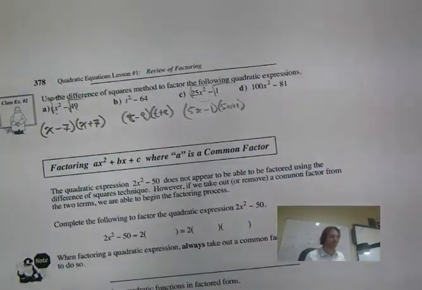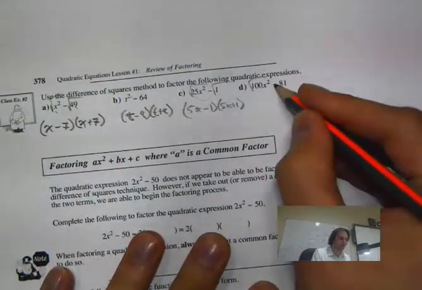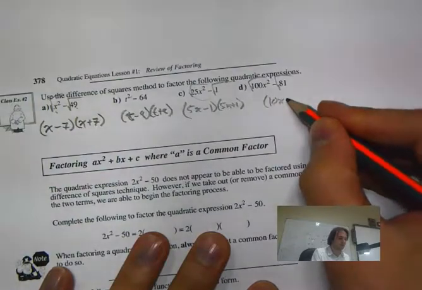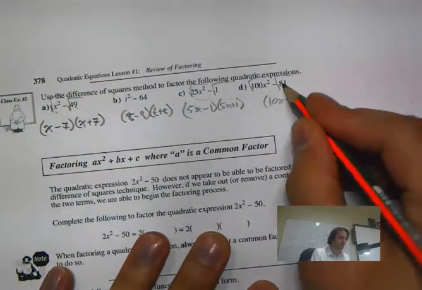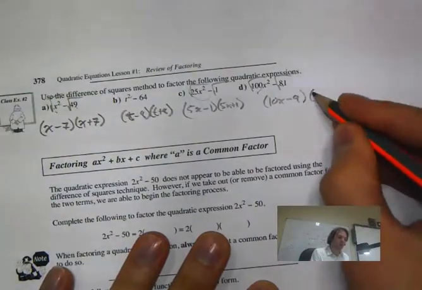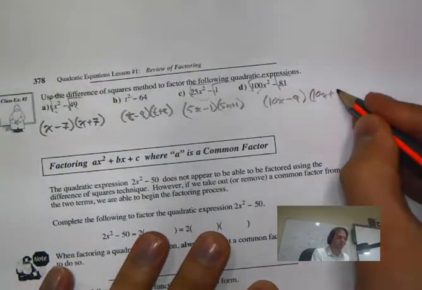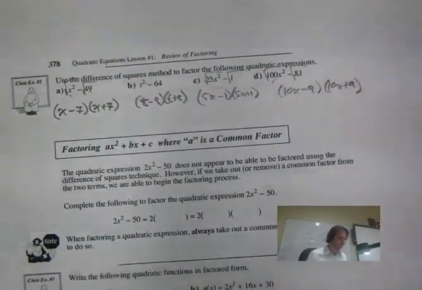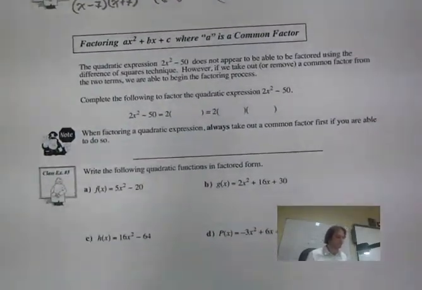Let's take a look at the next one. Look, I can square root this, and I can square root that. So that's going to give me 10x minus 9. The square root of that is 9. Square root of that is 10x. And we have 10x plus 9. And that's it. Okay? Now, here is our next one.